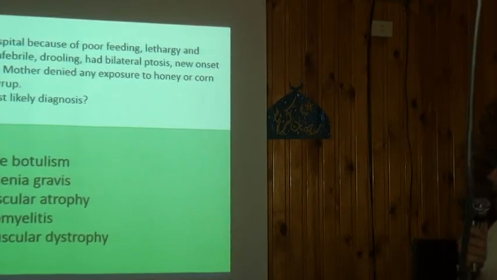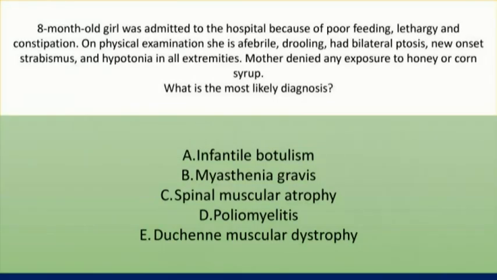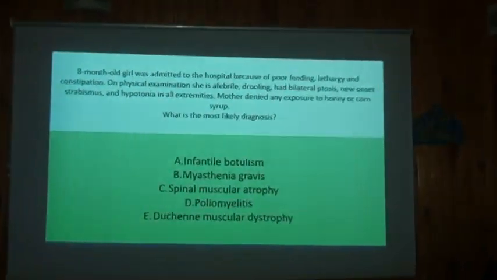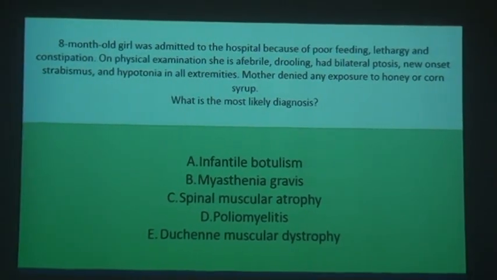Bismillah. This case is an 8-month-old girl who was admitted to the hospital because of poor feeding, lethargy, and constipation. On examination, she is afebrile, with no fever, drooling, bilateral ptosis, new-onset strabismus, and hypotonia in all extremities. Mother denied any exposure to honey or corn syrup. What is the most likely diagnosis? Infantile spasm, myasthenia gravis, spinal muscular atrophy, myelitis, or Duchenne. The correct answer is infantile botulism.